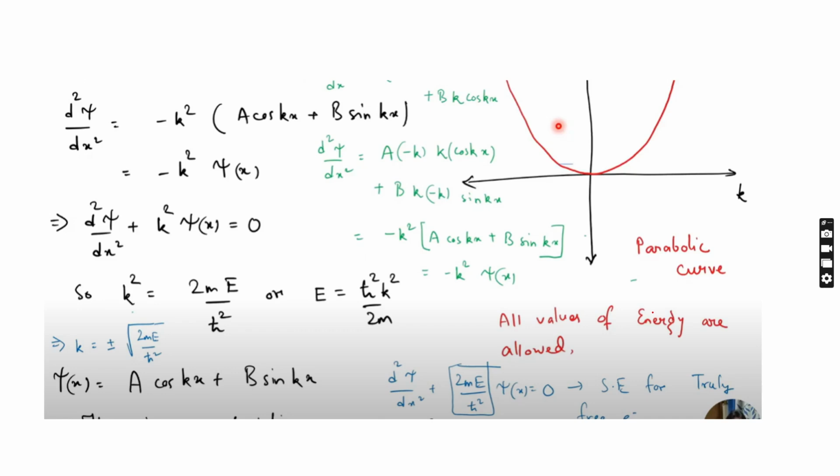So here you will get minus k squared into a cos kx plus b sin kx. So this is nothing but your original wave function, so it will be like minus k squared psi of x. Then from there, k squared we know is 2mE by h cross squared, or otherwise h cross squared k squared by 2m equals E. So k will be plus or minus root of 2mE by h cross squared.